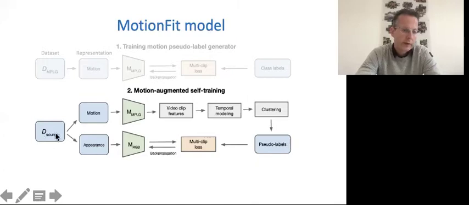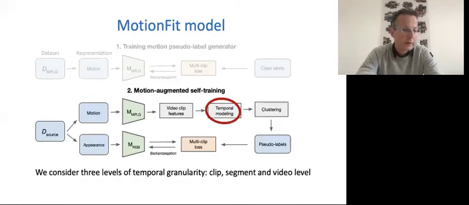Then we turn our attention to the same data set, but extracting appearance features. We use an appearance network of our liking. And what we then try to do is use the pseudo labels obtained from the motion branch and try to predict, for each input clip, this pseudo label. And again, using the multi-clip loss.